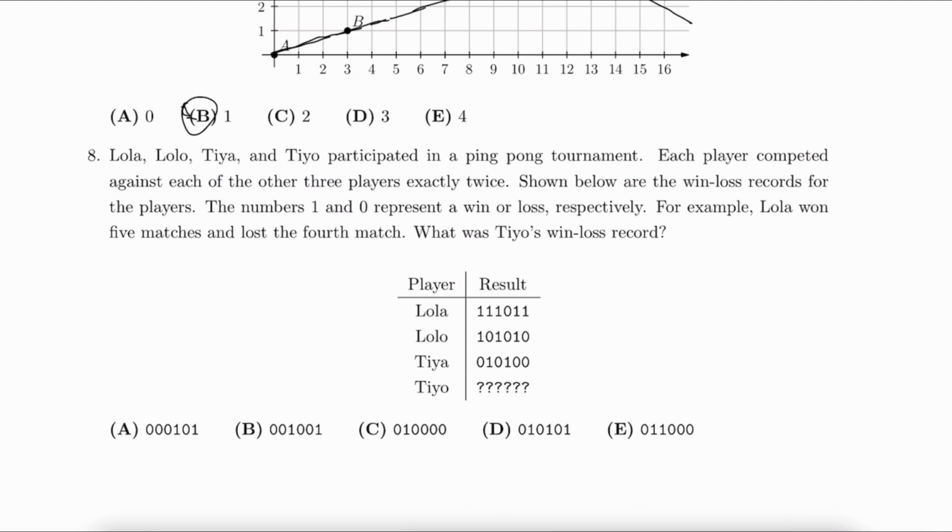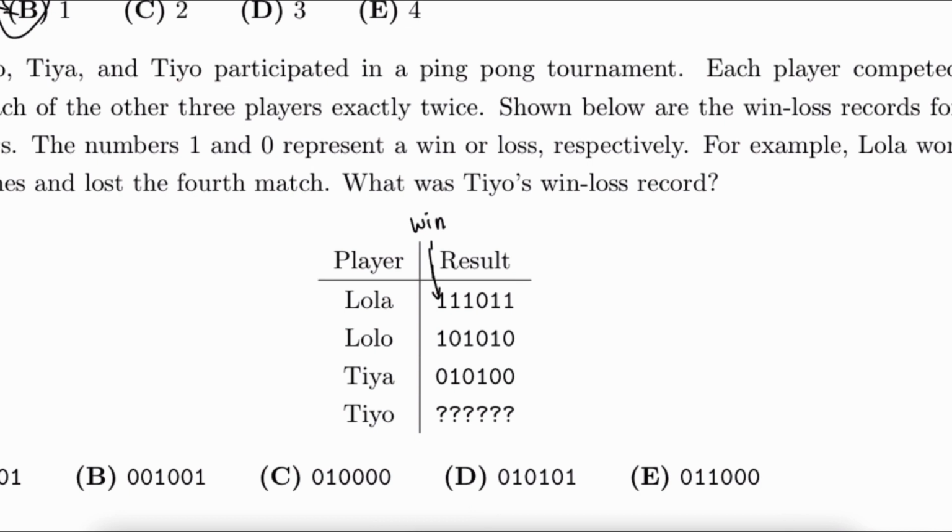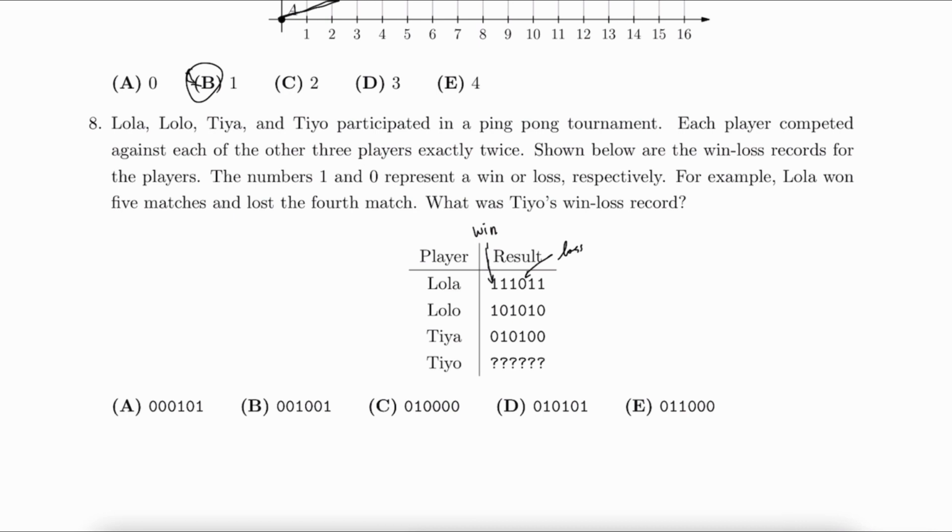Shown below are the win-loss records for the players. One represents a win, and zero represents a loss, respectively. For example, Lola won 5 matches and lost the 4th match. What was Tio's win-loss record?